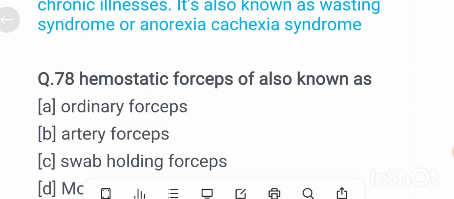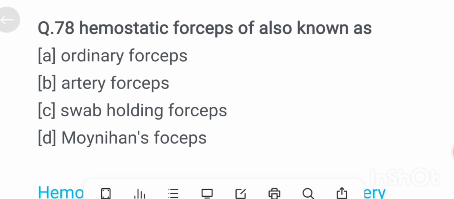Next question. Hemostasis forceps are also known as: option A, ordinary forceps; option B, artery forceps; option C, swab holding forceps; option D, Mayo's forceps. Correct answer is option B, artery forceps.